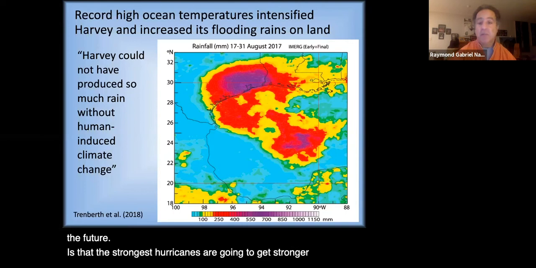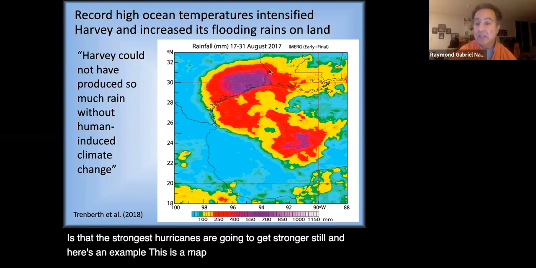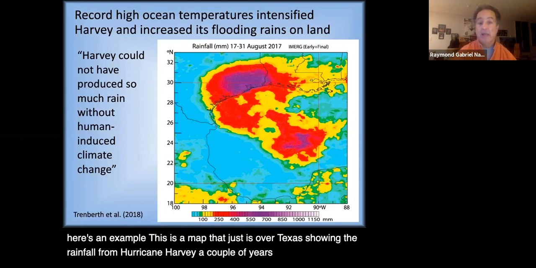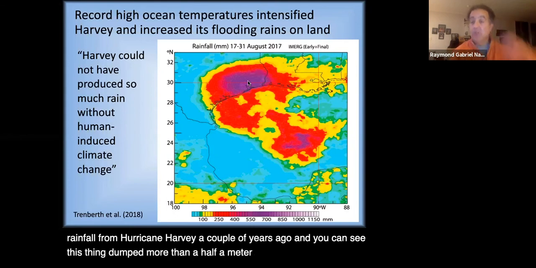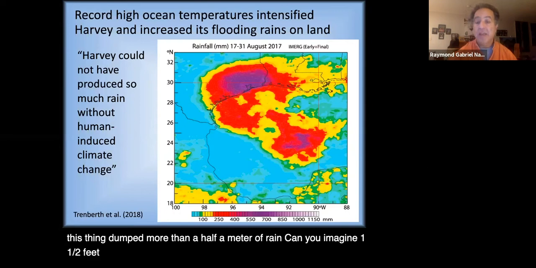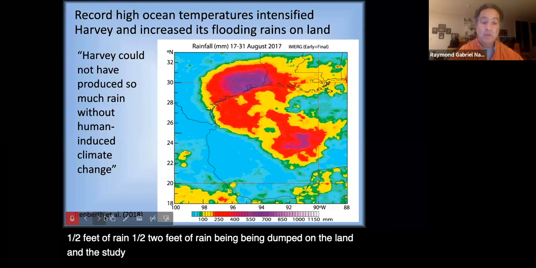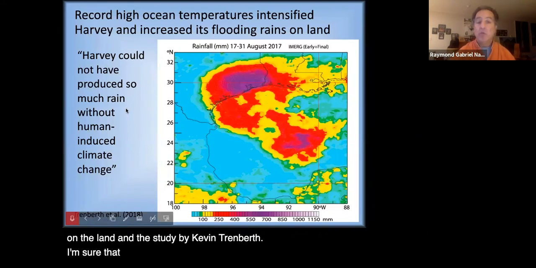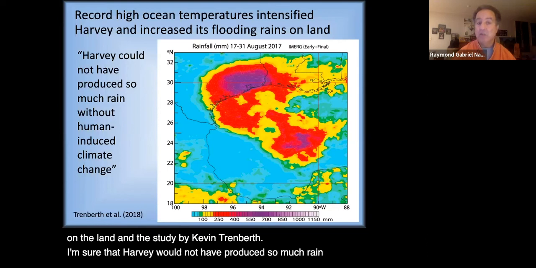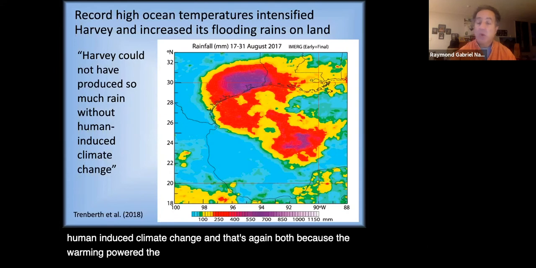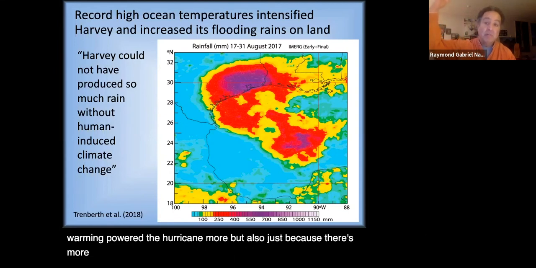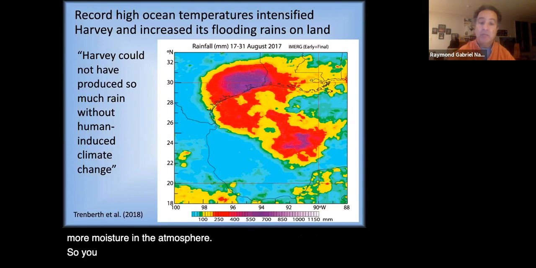And here's an example. This is a map over Texas, showing the rainfall from Hurricane Harvey a couple of years ago. And you can see this thing dumped more than half a meter of rain. Can you imagine 1.5, 2 feet of rain being dumped on the land? And a study by Kevin Trenberth showed that Harvey would not have produced so much rain without human-induced climate change. And that's, again, both because the warming powered the hurricane more, but also just because there's more moisture in the atmosphere, so you can create more precipitation from that.